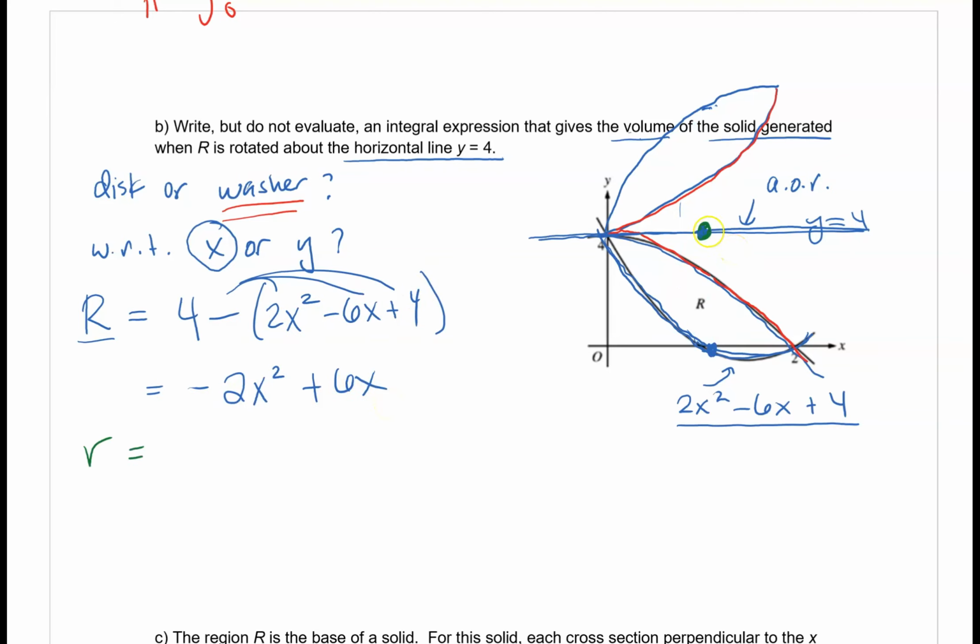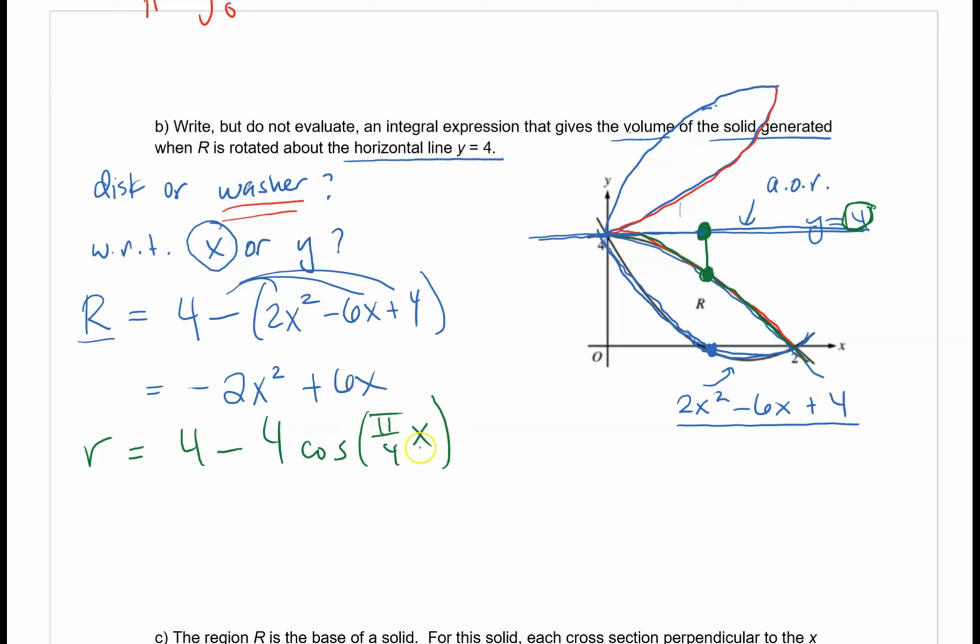Now the little radius is the radius of the gap. So it's the distance from the axis of revolution down to the closer boundary for the region. So then we would do the y value of 4, because that's greater, minus the y values along this cosine curve, because those are shorter or less than 4.